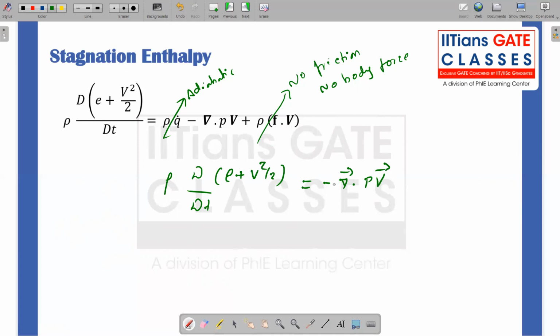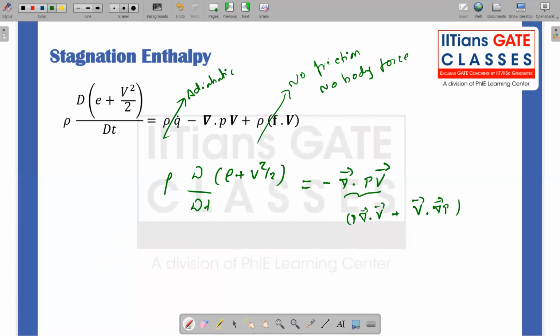This can again be written in terms of P times divergence of the velocity vector plus the velocity vector dotted with gradient of P. Sorry, P times divergence of the velocity vector and velocity vector dotted with gradient of P. I can write this term alone, or if I have this term, I can write it equivalently as divergence of PV.